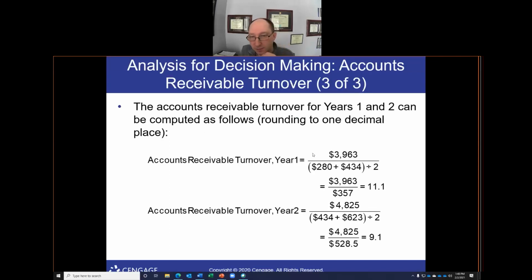So sales divided by average accounts receivable. Average accounts receivable, take beginning of the year plus the end of the year divided by 2 for accounts receivable, yeah?